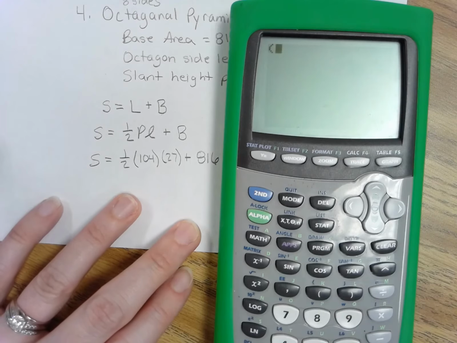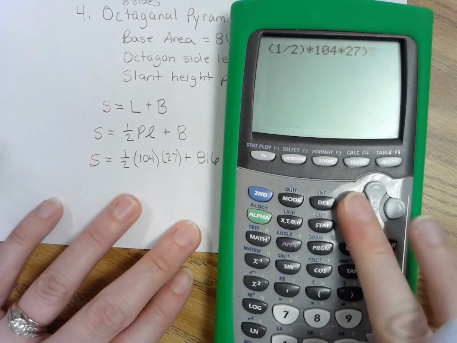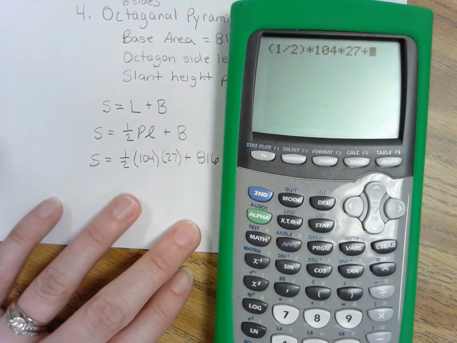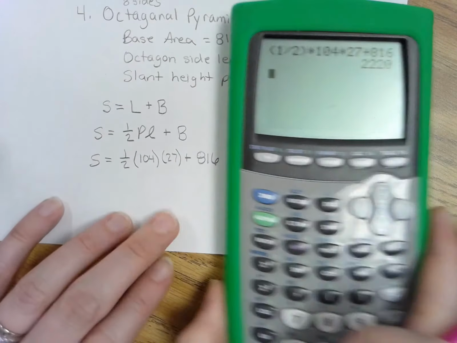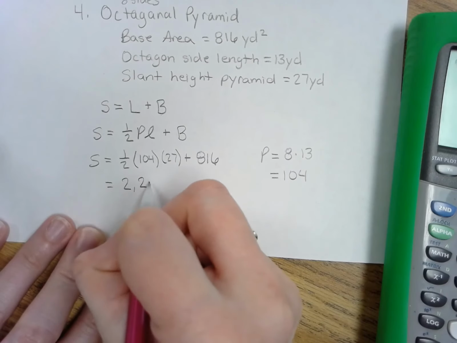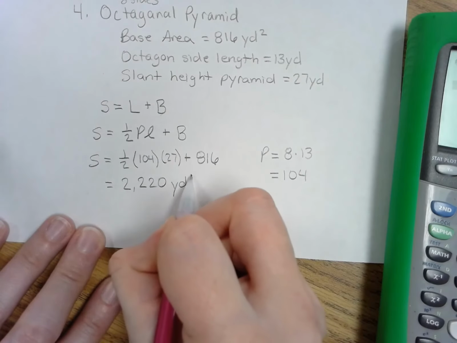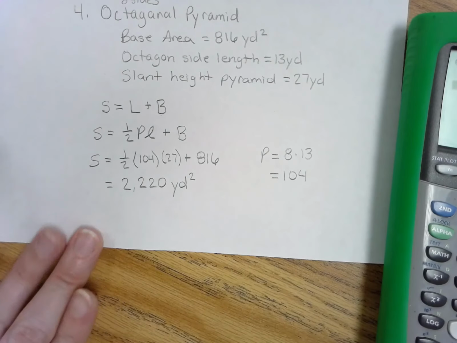So now we can find the surface area of this pyramid. We have 1/2 times 104 times 27. We're going to add that with the 816. When we calculate that, we get 2,220. Our units are in yards. Because we're finding an area, it is square yards.